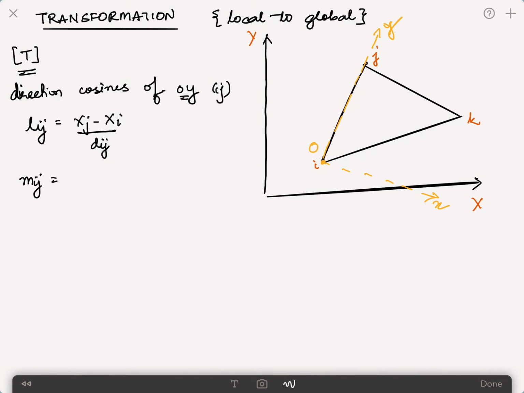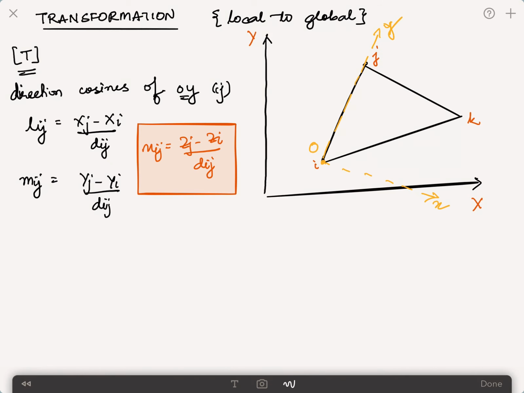Mij would be equal to yj minus yi by dij. Now we are looking at the system in 2 dimensions, so this is enough. But if you had a third dimension, in this case you don't, then you would have nij equal to zj minus zi by dij. This would of course only count for the third dimension.